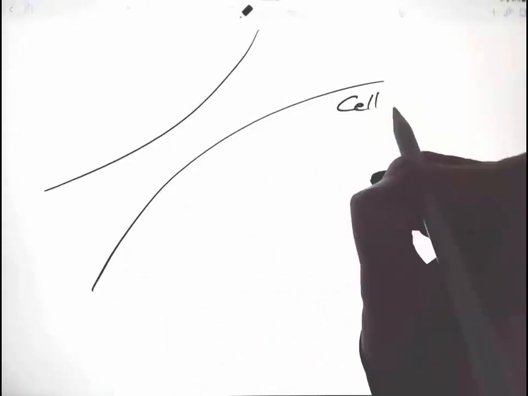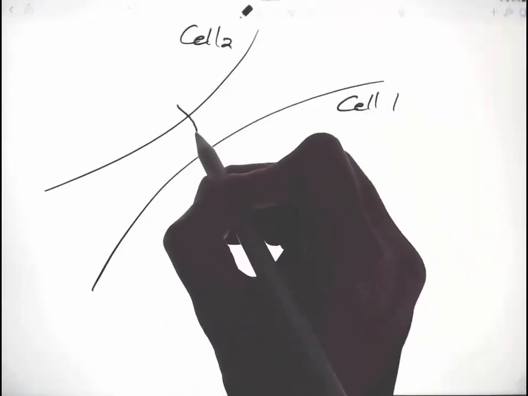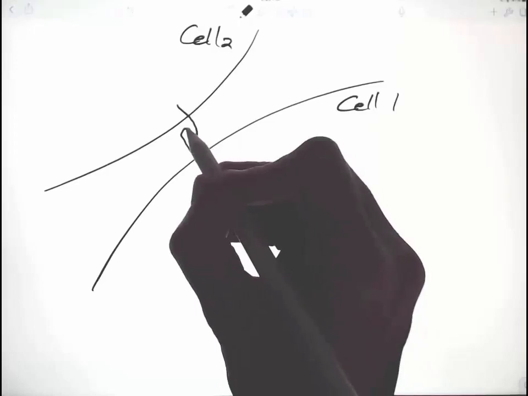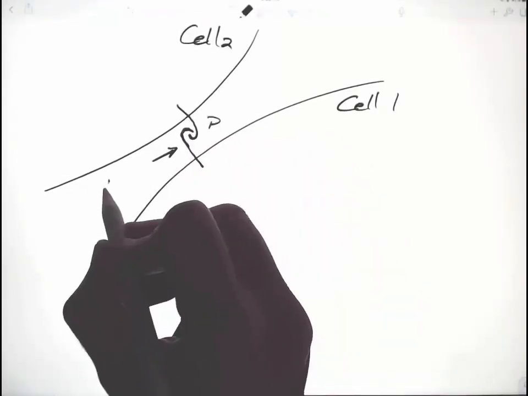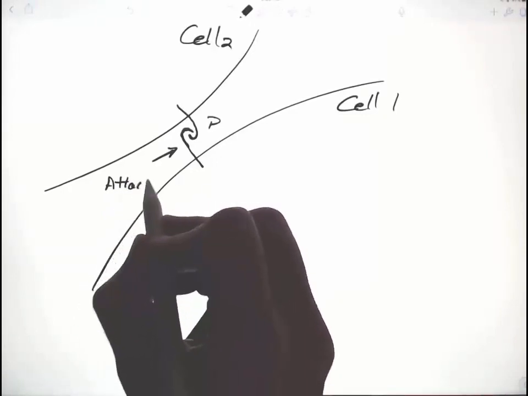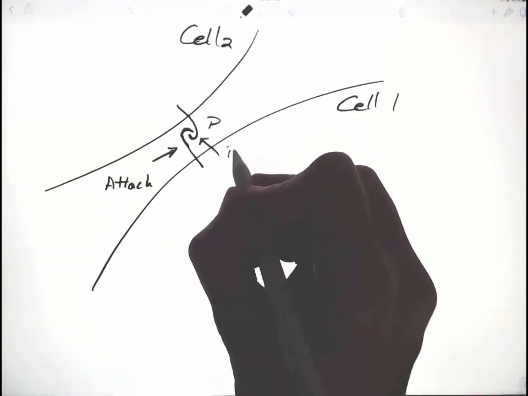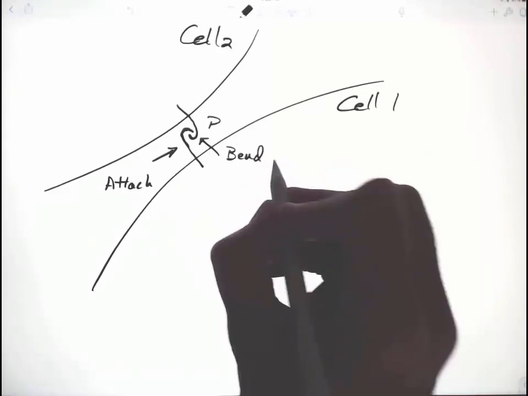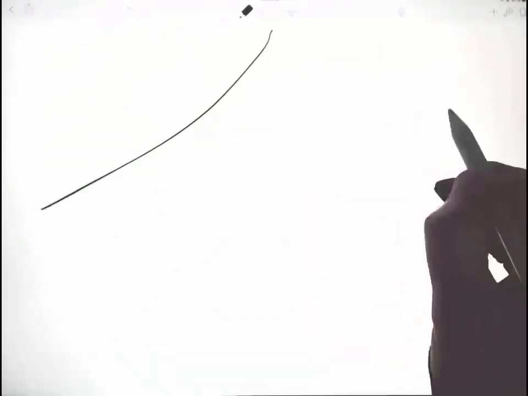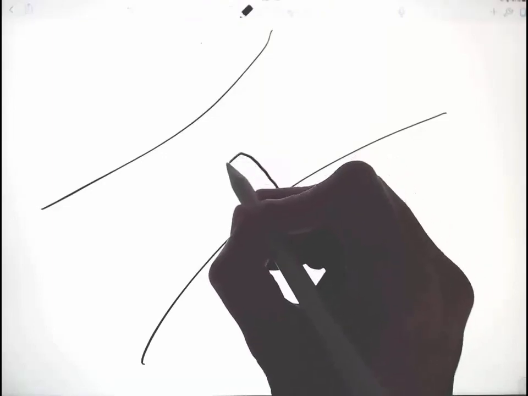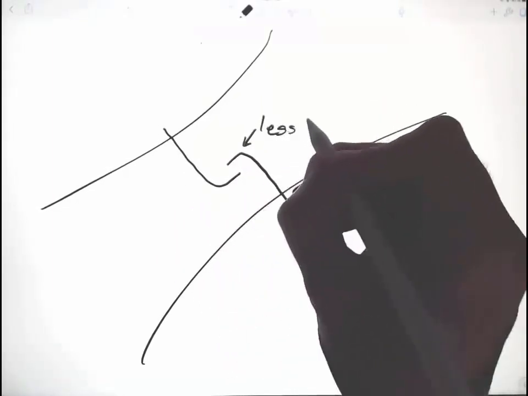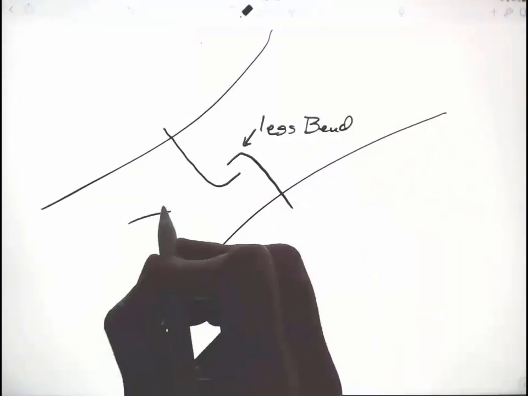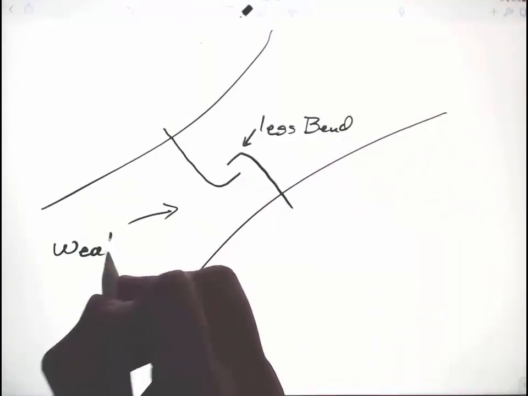Proteins have specific functions. Here's cell 1 and cell 2, and in this case the protein holds two cells together. You can think of it as a hook with the bend forming part of that hook for attachment. If that bend changes, the hook might be stronger or weaker. In this case, there's less of a bend, and so there might be weaker attachment.